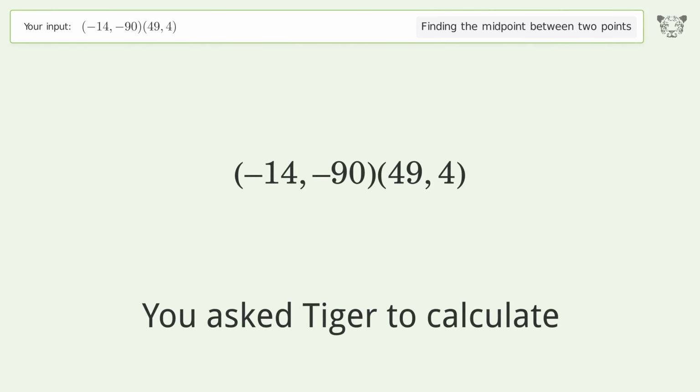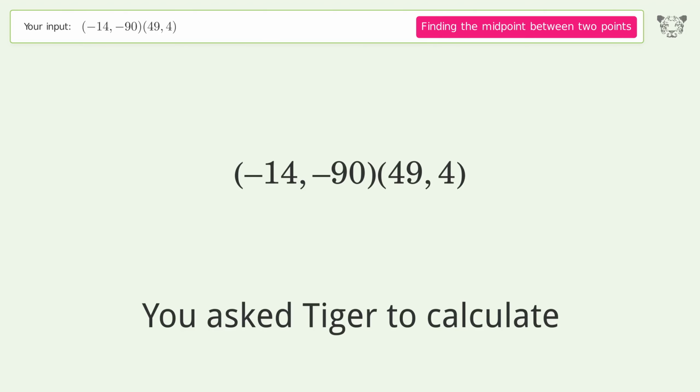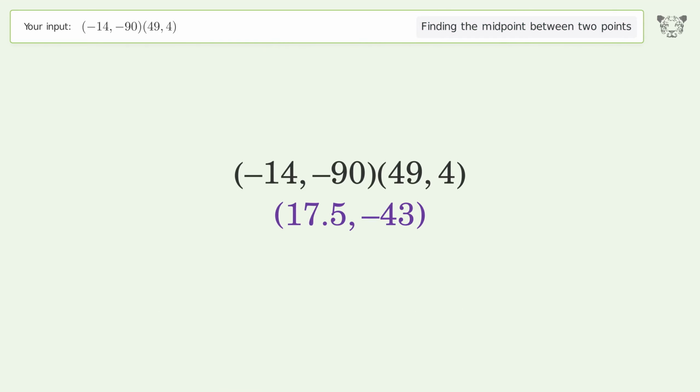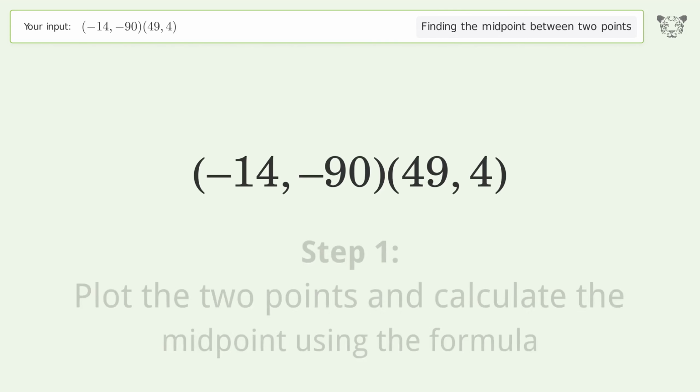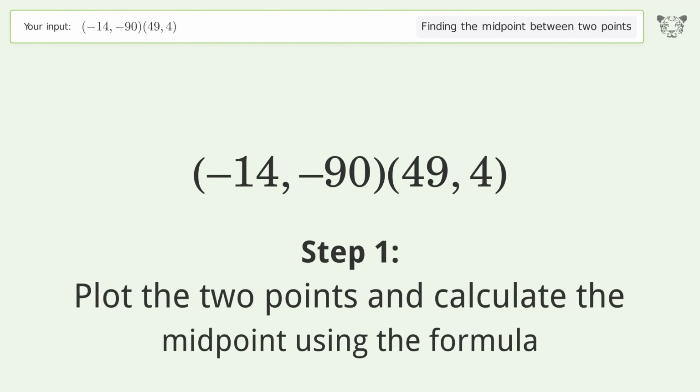You ask Tiger to calculate. This deals with finding the midpoint between 2 points. The midpoint between the 2 points is 17.5, -43. Let's solve it step by step. Plot the 2 points and calculate the midpoint using the formula.